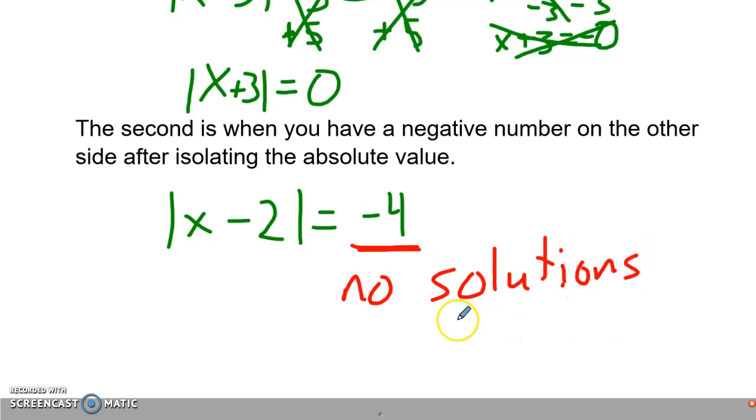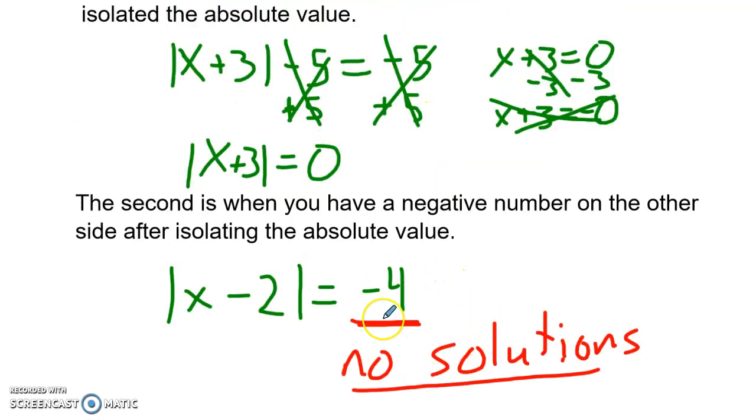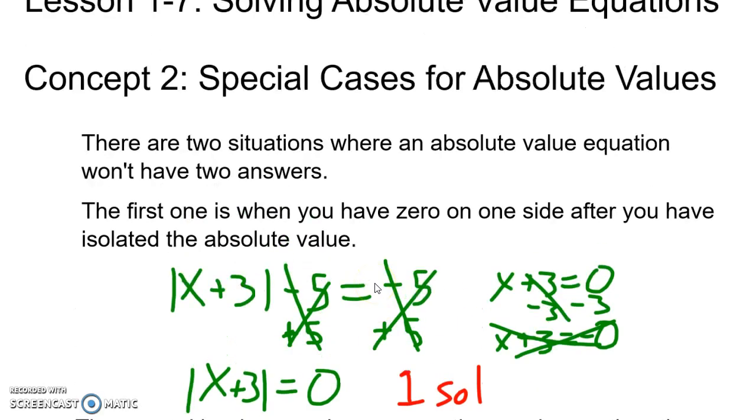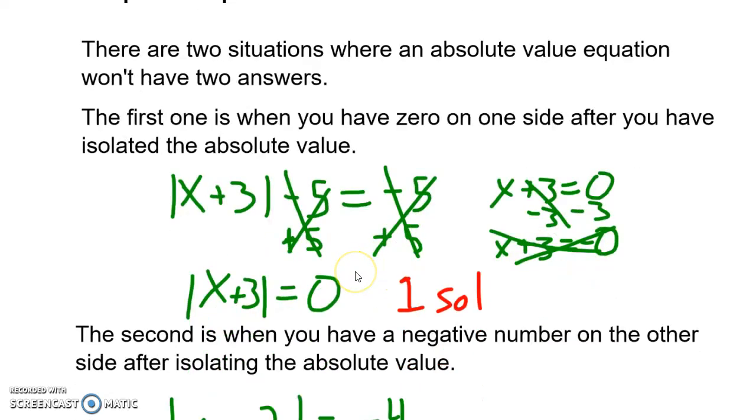All right. So as long as you remember these two situations, a negative number has no solutions, a 0 has one solution, absolute value equations shouldn't be too big of a problem for you.